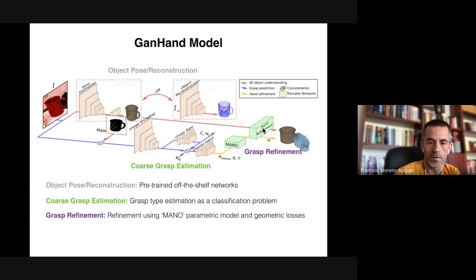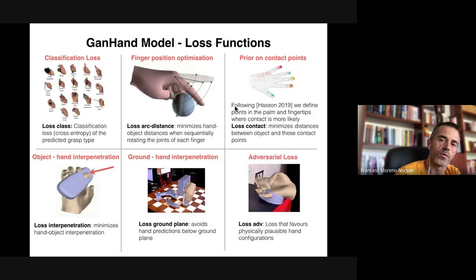Here are just some of the losses that we tried to optimize in this refinement. In this refinement, we had an initial pose of the hand, and we tried to optimize the position of the fingers. Also, we enforced a prior on the contact points: the contact points of the object and the hand need to be concentrated on the fingertips and also this part of the hand. We also added a loss to avoid object-hand interpenetration, and another loss to minimize ground-hand interpenetration.